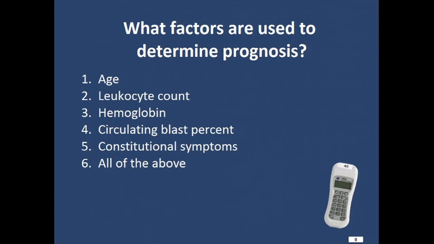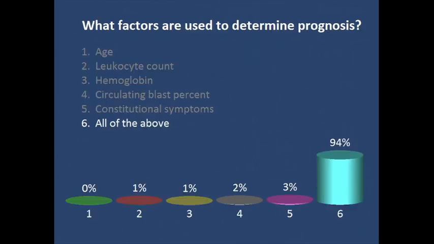What factors are used to determine the prognosis as I was having a conversation with her? Number 1, age, leukocyte count, hemoglobin, circulating blast percentage, the presence of constitutional symptoms, or all of the above. As you all are determining your answers and we'll show the responses, I'd like to turn to my esteemed colleagues and ask them which of those they are thinking about when they're assessing a patient with concern for myeloproliferative neoplasm, specifically myelofibrosis. Dr. Greenberg? All of the above.